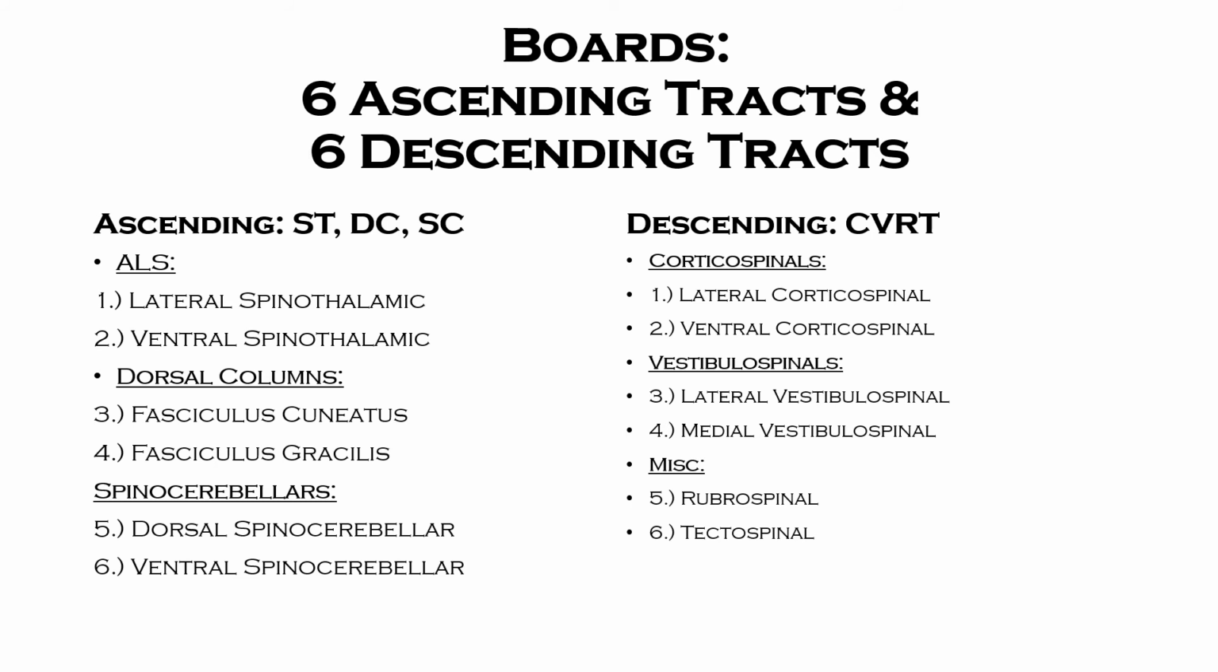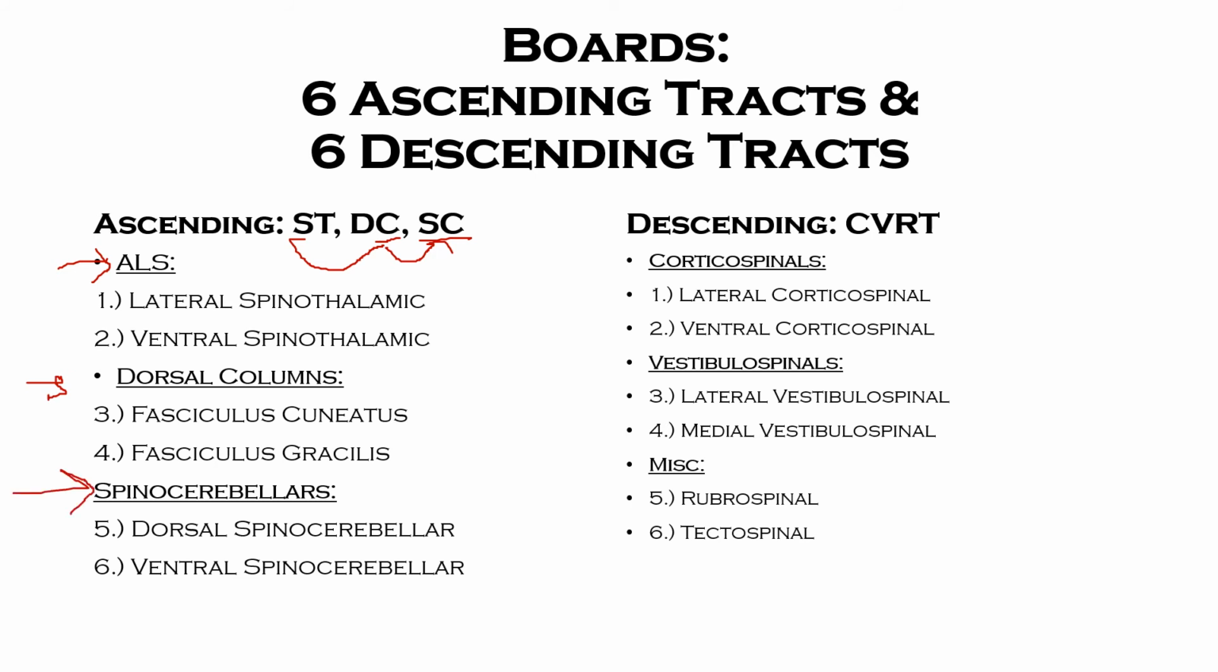Okay, so 6 ascending, 6 descending tracts. So the ascending tracts, if you look at this, I'm going to underline it for you. The way I did this was I just wrote it out on the whiteboard over and over and over again until I had it memorized. Okay, so ST, DC, and SC. So I would take the S here and the C here, and that's my third one here. So that was first and foremost this. So this is spinal thalamic. The ALS is also known as spinal thalamics. And then the DC being dorsal columns, and then the spinocerebellars.